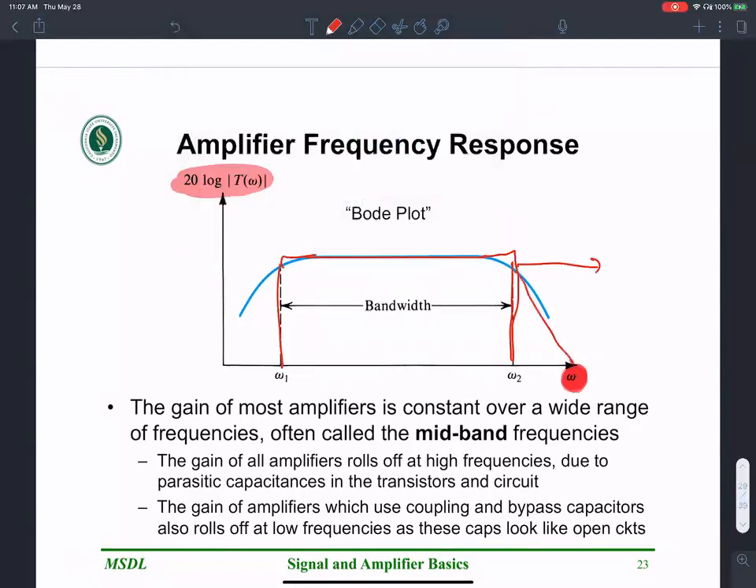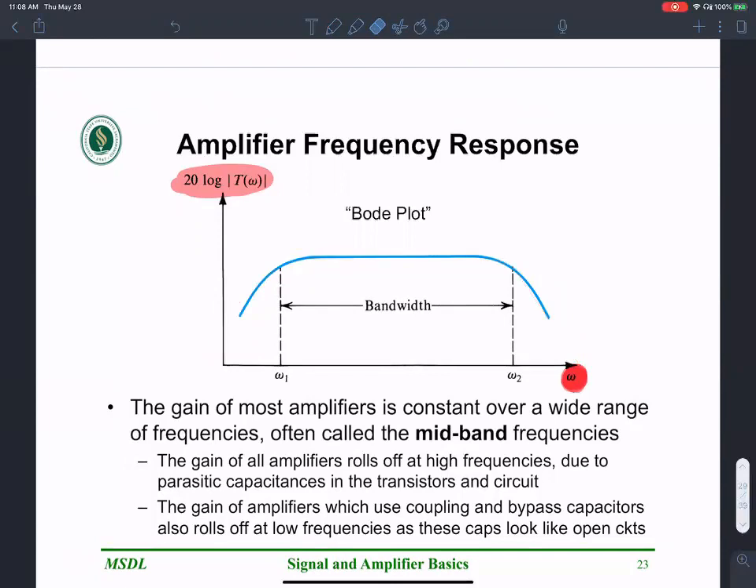At higher frequencies, the gain begins to roll off. If you make some crude approximations, I can approximate the response of this amplifier like so. This is the approximation I'm going to make: at low frequencies, the gain is going to go up, and at high frequencies, the gain is going to go down. But for a wide bandwidth, the amplifier seems to have a constant gain. That's a good thing.